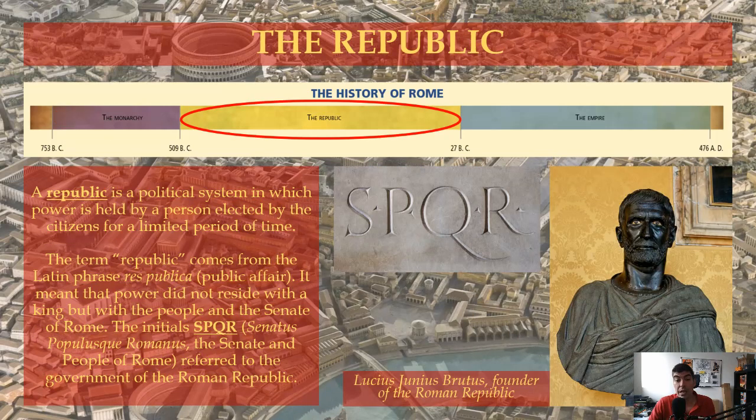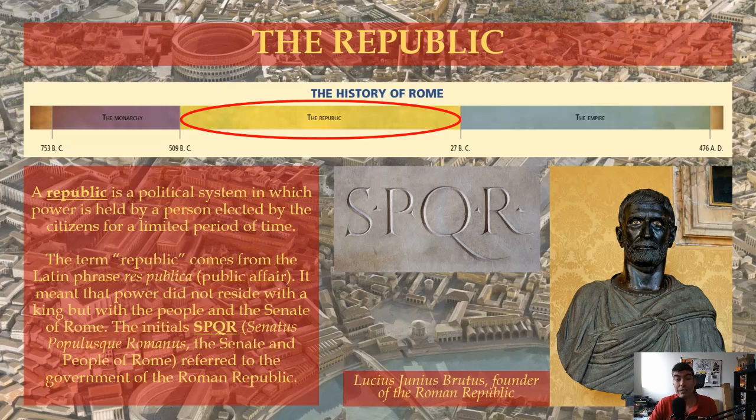started. The Republic is a political system in which power is held by a person elected by the citizens for a limited period of time, in the case of Rome, for a year. And this word, Republic, comes from res publica, public affair, la cosa pública, es lo que quiere decir res publica.